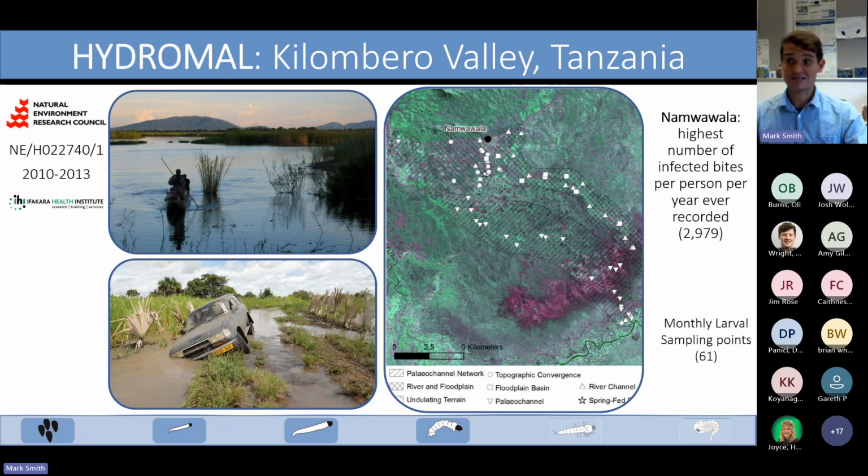And we thought, why has this not been done before? And you can see the picture in the bottom left is an example of why that hadn't been done before. It was an incredibly difficult thing to get to some of these sites during the wet season. Even the beast there struggled from time to time.